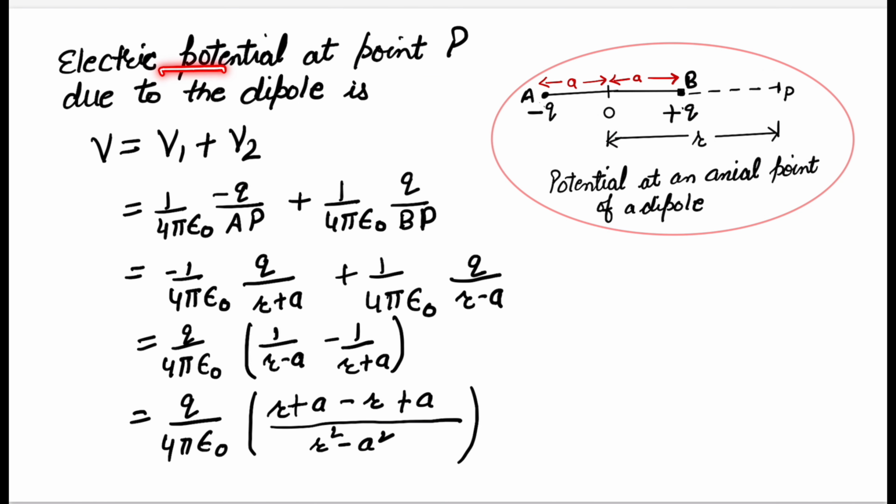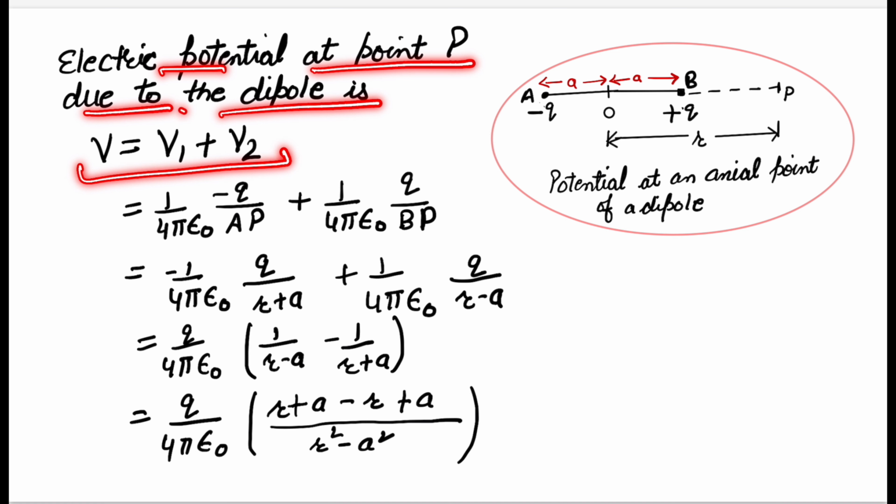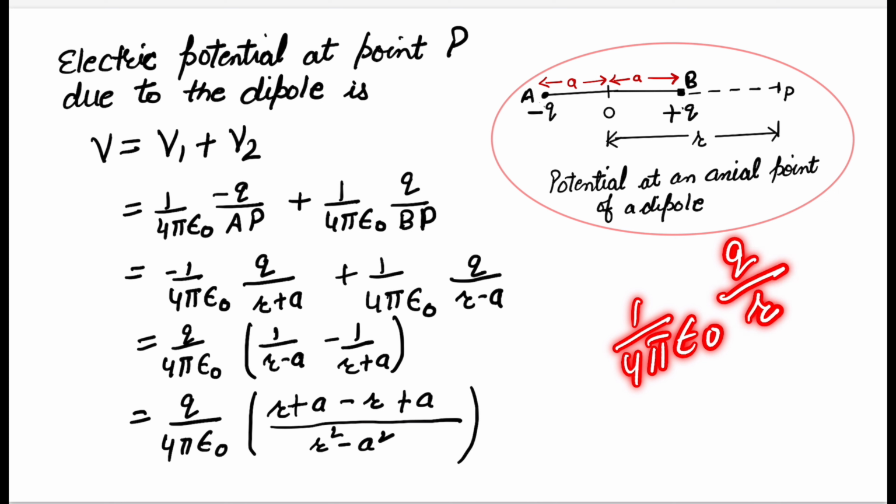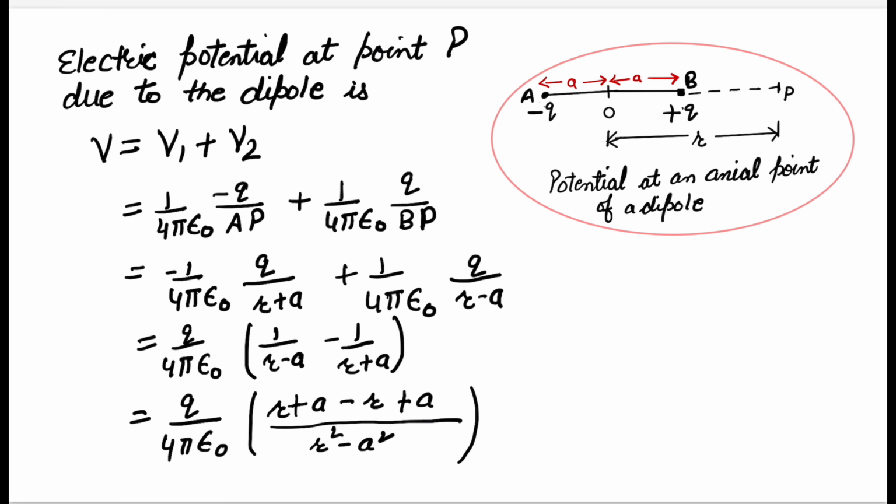Then the electric potential at point P due to the dipole will be V equal to V1 plus V2. V1 is the electric potential due to charge minus Q. V2 is the electric potential due to charge plus Q. So it will be 1 by 4 pi epsilon naught minus Q by AP. This is the expression for the electric potential, that is 1 by 4 pi epsilon naught Q by R. R is the distance of the source charge from the observation point, right? So if you choose your minus Q charge, the distance is AP, and if you choose plus Q charge, the distance is BP.